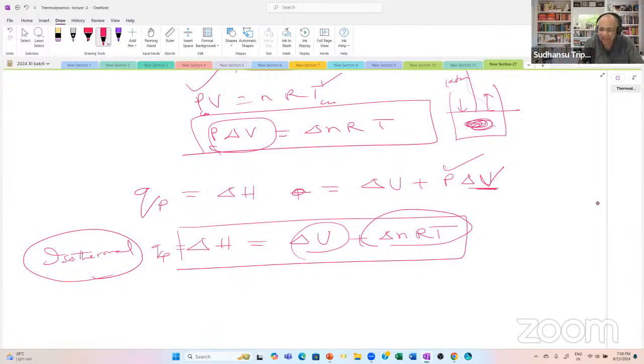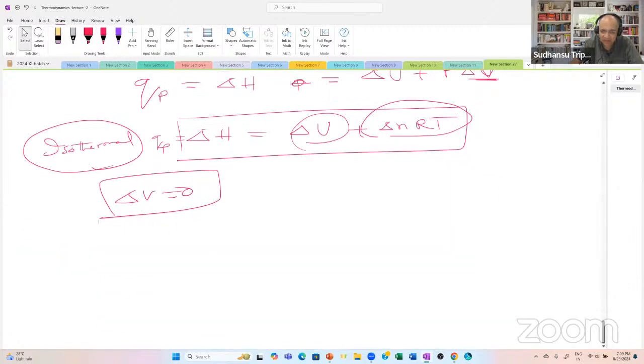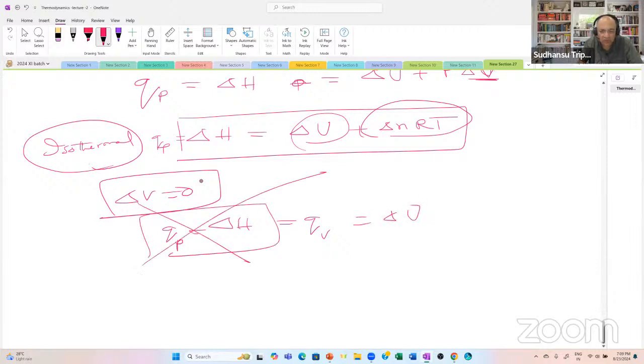But if del N is equal to 0, if del V is equal to 0, then QP is equal to QV, that is equal to del U. So this term is not used. Once it is constant volume, we say the change is the change in internal energy rather than the change in enthalpy. Enthalpy will feel bad. Enthalpy change comes only when the pressure remains constant and there is some volume change due to expansion or compression, if it is a physical process.